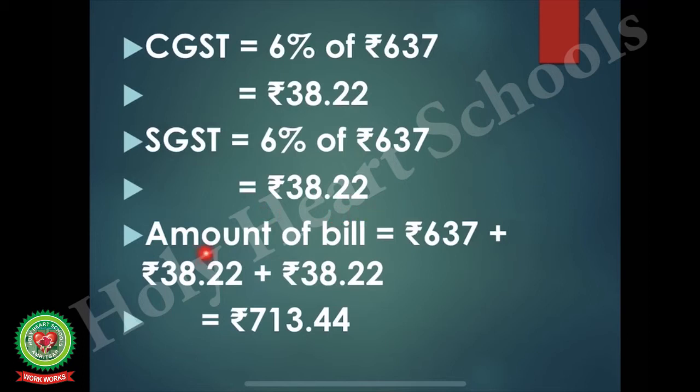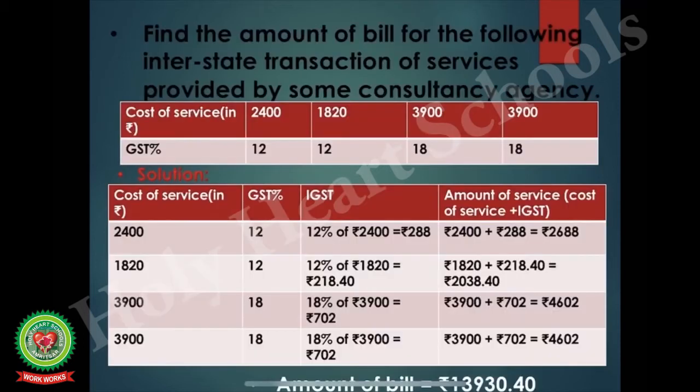So the total amount of bill will be equal to rupees 637 plus rupees 38.22 plus rupees 38.22, which comes out to be equal to rupees 713.44. The next example is: find the amount of bill for the following interstate transaction of services provided by some consultancy agency.